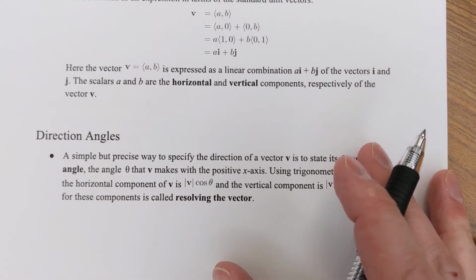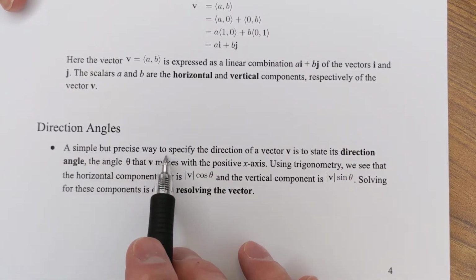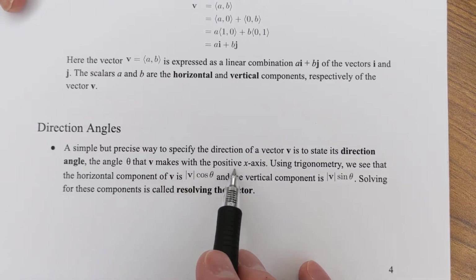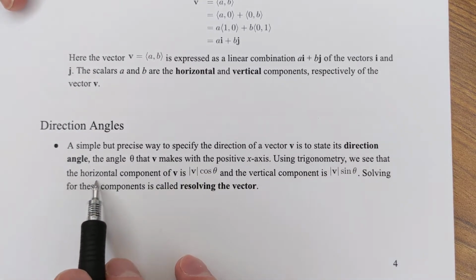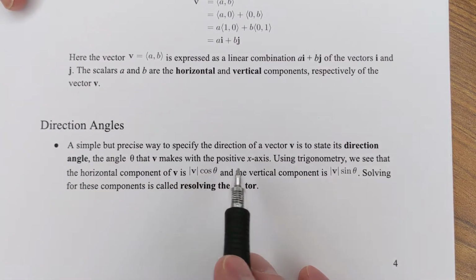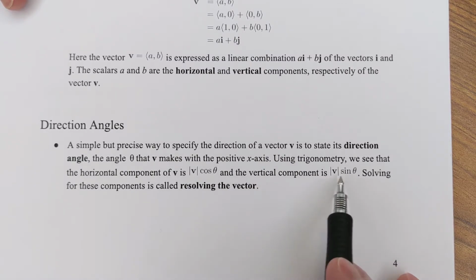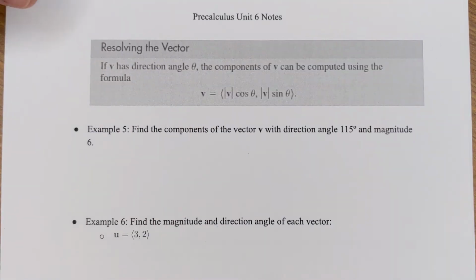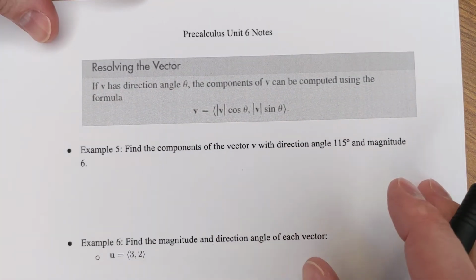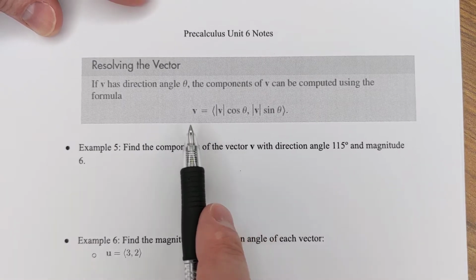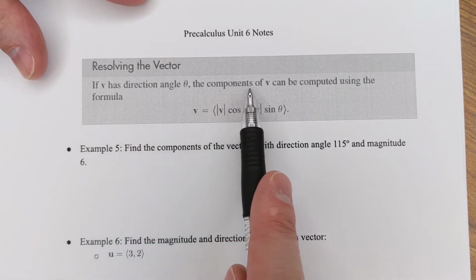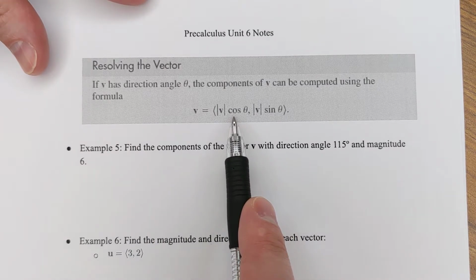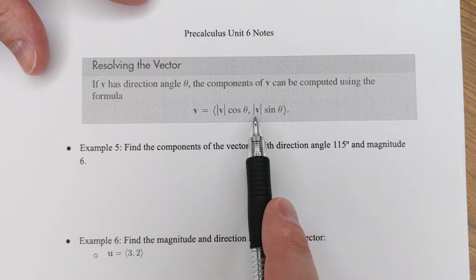Okay, direction angles. A simple but precise way to specify the direction of vector v is to state its direction angle theta that v makes with the positive x-axis. Using trig, we can see the horizontal component of vector v is v cos theta, and the vertical component is v sine theta. Solving for these components is called resolving the vector. So resolving is undoing a resultant, essentially. So if v has direction angle theta, the components of v can be computed using the formula. So here's your horizontal component, magnitude times the cos theta, and the vertical, magnitude times the sine theta.